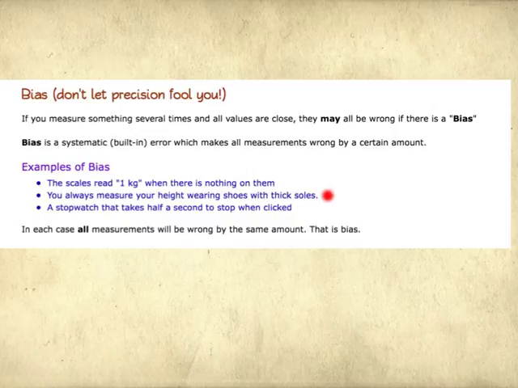Same with if you always measure your height when you're wearing shoes with big thick soles or high heels. Your height is always going to be wrong by the amount of height that your heels give you. A stopwatch that takes half a second to stop when clicked, you're never going to get the accurate time because you have a built-in bias of half a second. Okay? So in each case, all measurements will be wrong by the same amount, and that is called bias.